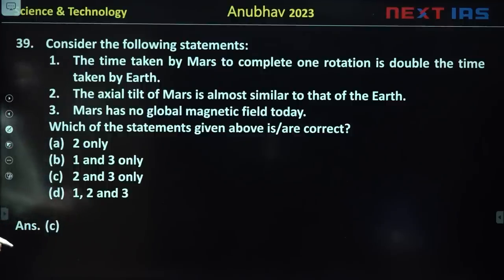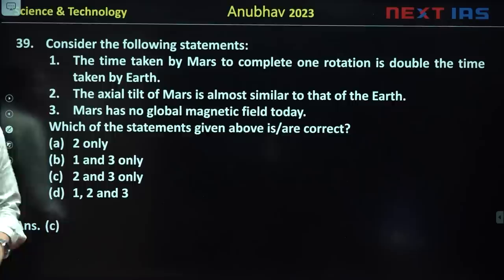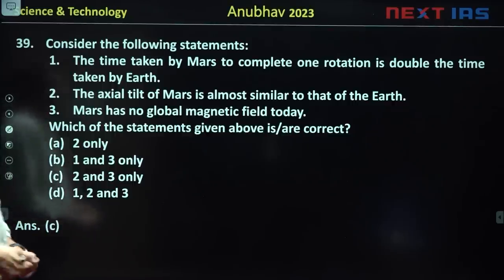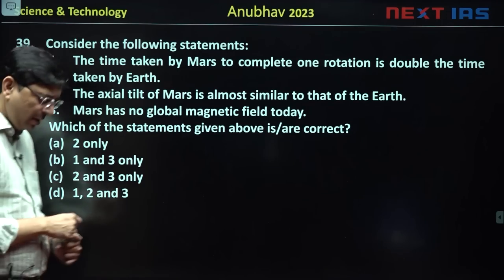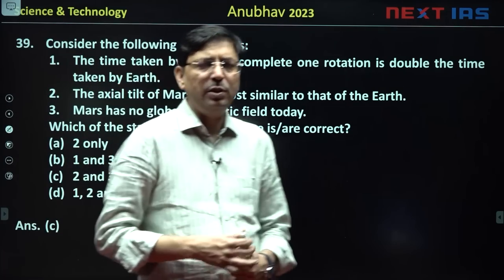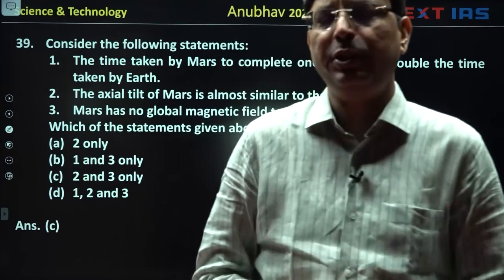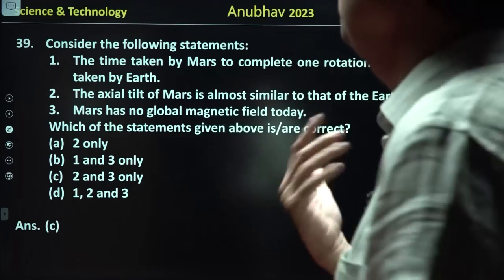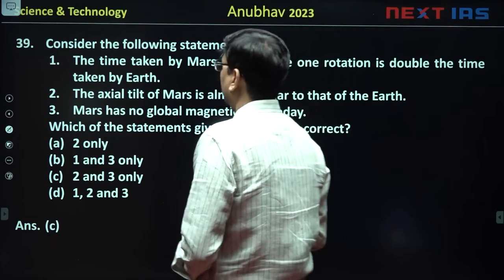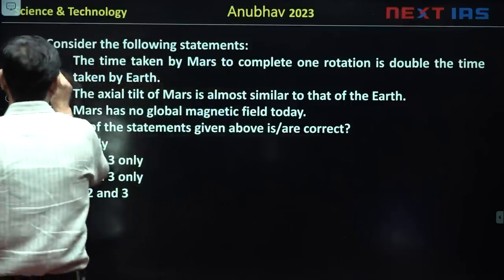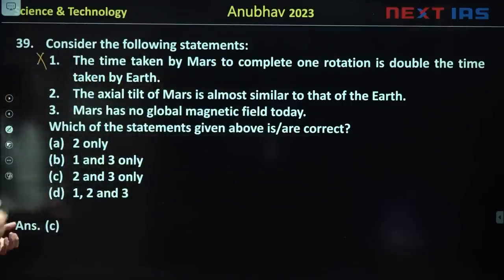Question number 39. Consider the following statements, which of the following are correct. The time taken by Mars to complete one rotation is double the time taken by Earth. So, no, that's not correct. Mars takes 24.6 hours to complete one rotation. So it's almost the same as that of Earth, so this statement is wrong. If that is wrong, then the answer can be A and C only.